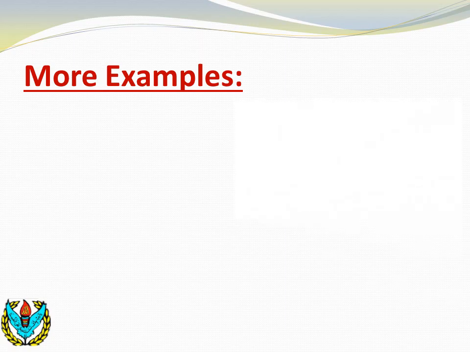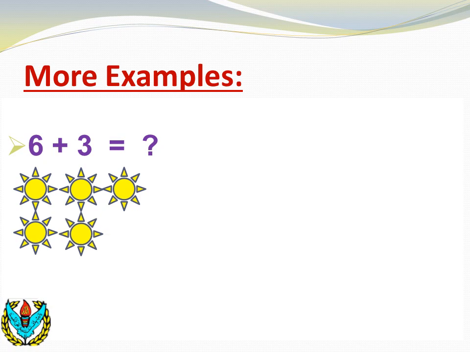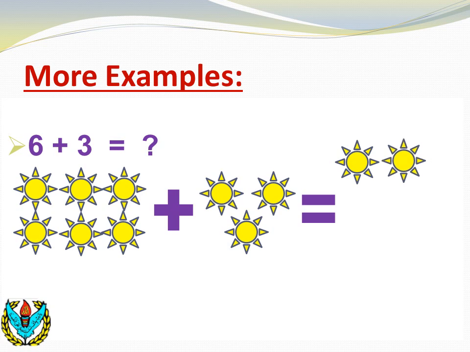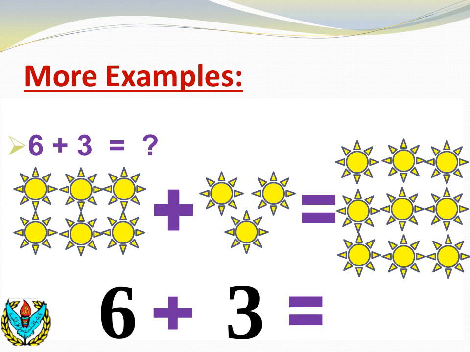Here are some more examples. 6 plus 3. What is the answer? Count with me. 1, 2, 3, 4, 5, 6 plus 1, 2, 3. What is the total? 1, 2, 3, 4, 5, 6, 7, 8, and 9. The answer is 9. Again, 6 plus 3. The answer is 9.